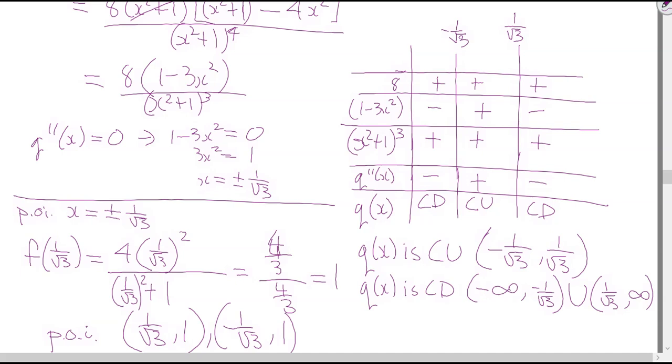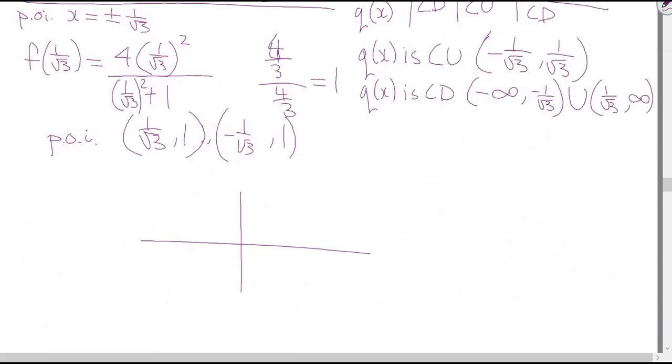Timing is really magnificent. So what do we got? Well, the domain is all real. We have point at 0, 0. We have that's our local max or min. Oh, we got a horizontal asymptote at 4. So we're going to be coming from below on that.